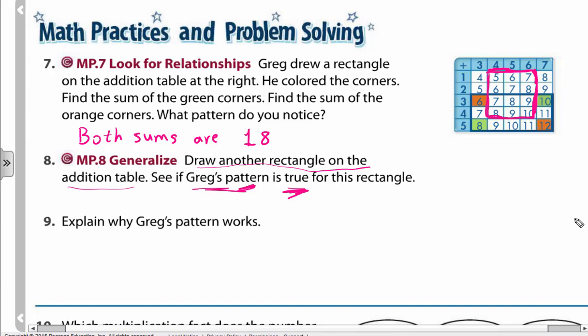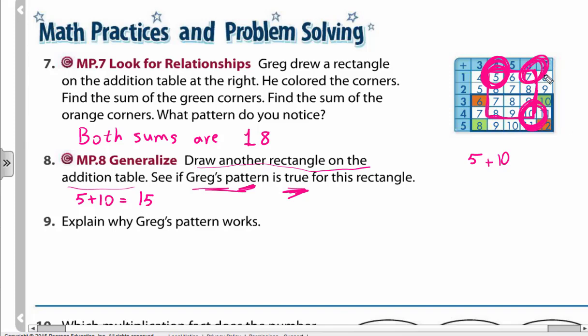Okay, Osama, let's use the new rectangle. We will add the corners. We will add this corner with this corner. What are the numbers here? 5 and 10. Okay, so 5 plus 10. We can write here also 5 plus 10 equals? 15. Okay, let's move to the other corner.